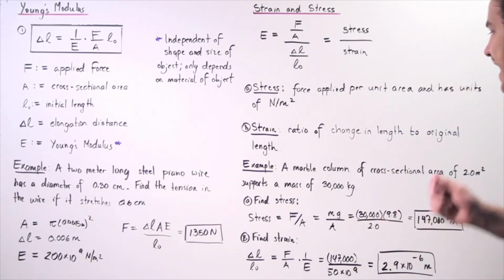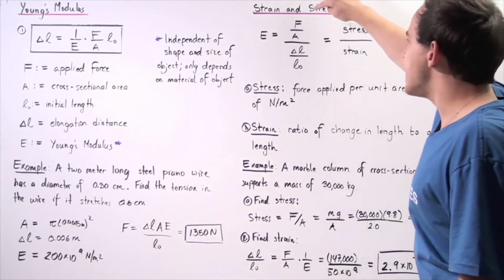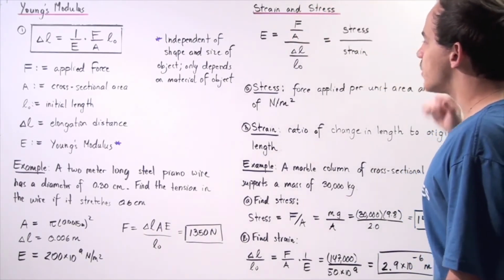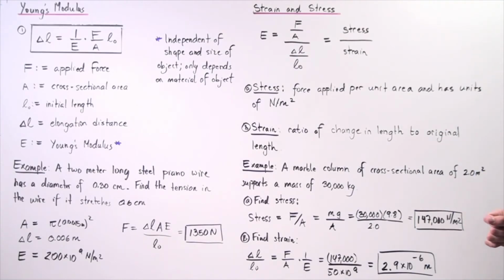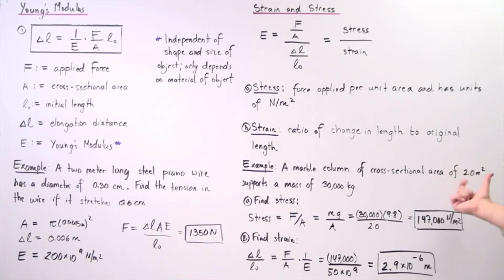Let's suppose a marble column of cross-sectional area of 2.0 meters squared supports a mass of 30,000 kilograms. In part A we want to find the stress, and in part B we want to find the strain. To find the stress, we simply take the force that acts on the object and divide it by the cross-sectional area. So we know what the mass is and we know what the cross-sectional area is.